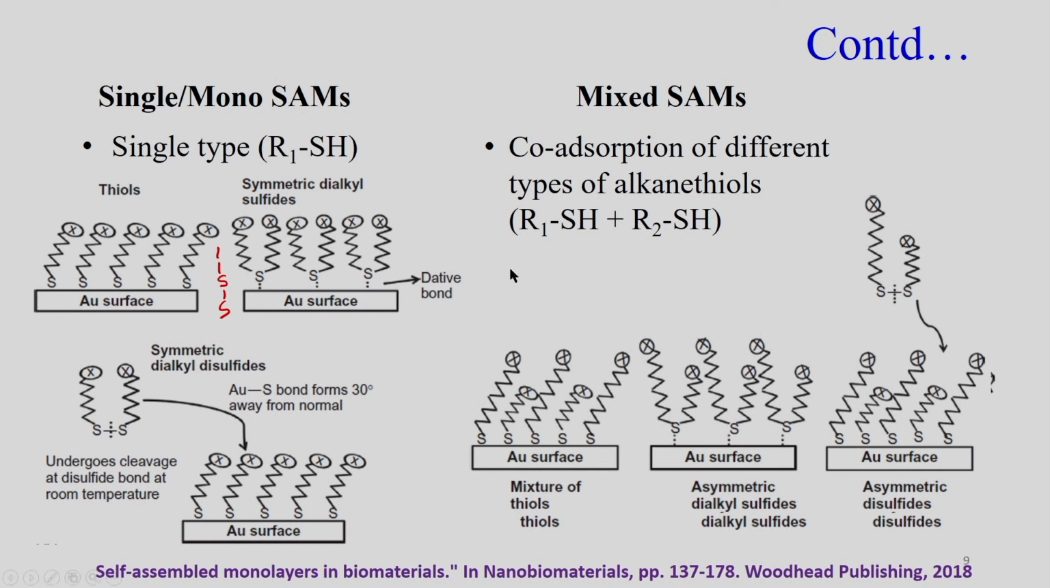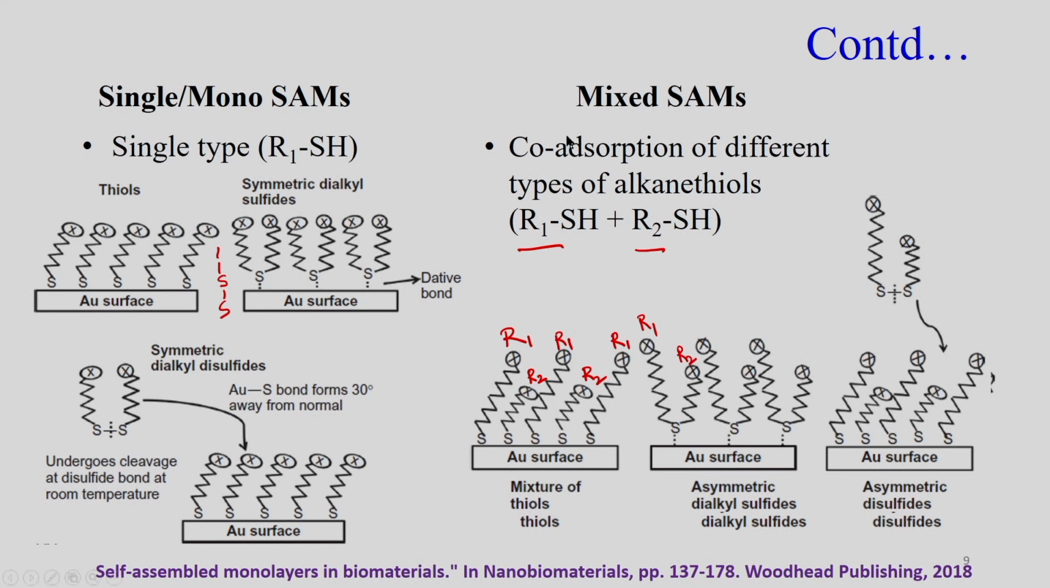Now, in case of mixed SAM, as the name suggests, there should be at least two different surface terminal groups. Here I am listing R1 and R2. So, what is happening here? You just see, this is R1, this is R2, again this is R1, this is R2, this is R1, right. Even the same molecule like dialkyl disulfide may have different R1 and different R2.